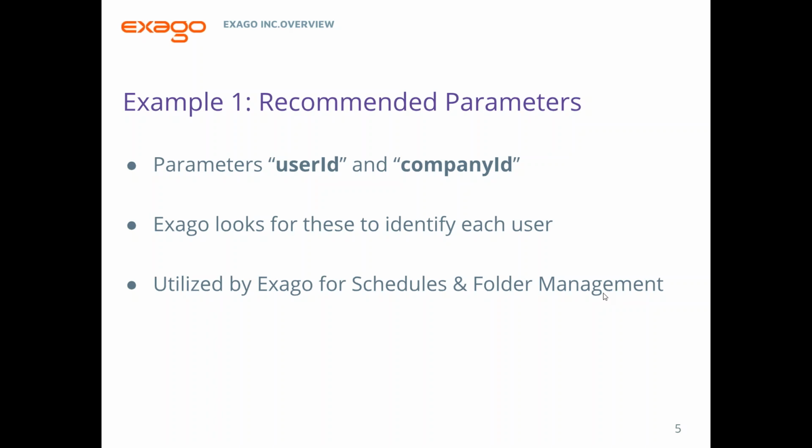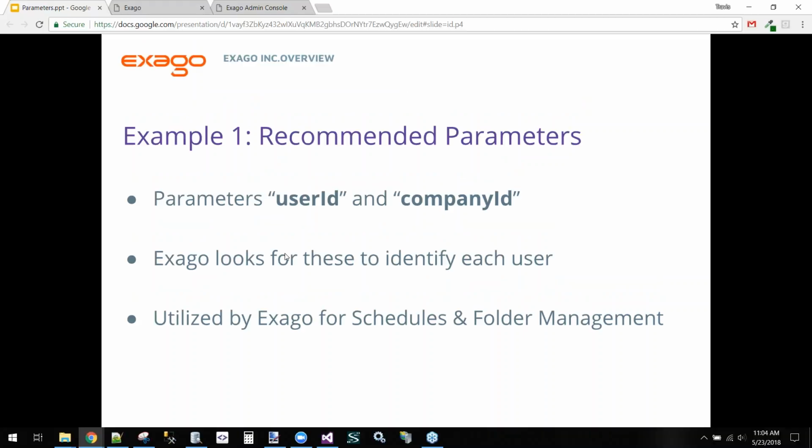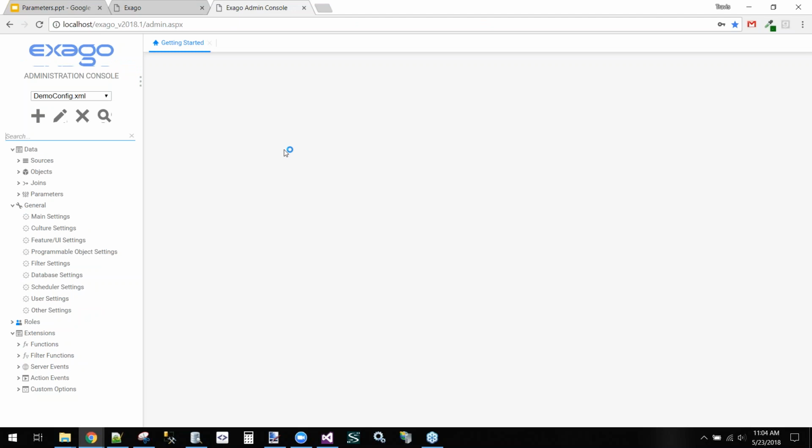We just did a support lab on folder management last month, and we saw these parameters being passed to folder management methods to let the extensibility, the folder management, know who the user is. Similarly, with schedules, when a user schedules a report, the userID and the companyID are going to be stored. So let's look at that as a practical example.